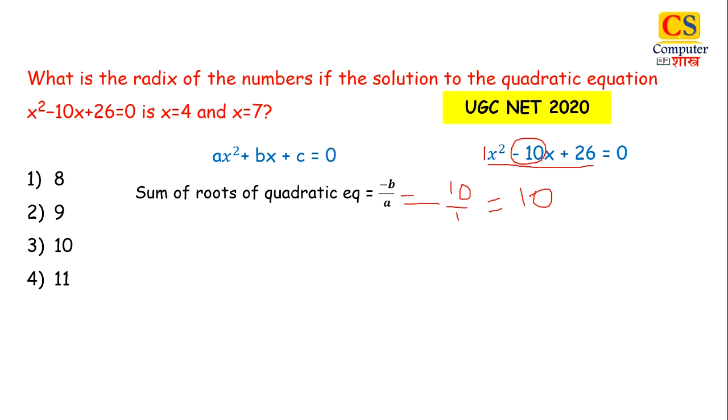Now we are given that we have two roots, x equals to 4 and x equals to 7 in the question. So we will just put it, 4 plus 7 equals to 10. Now it doesn't make sense. 4 plus 7 equals to 10. This is incorrect. Why is it so? Because in this case your radix or base is not 10. It's not decimal. We need to determine the radix of the number.